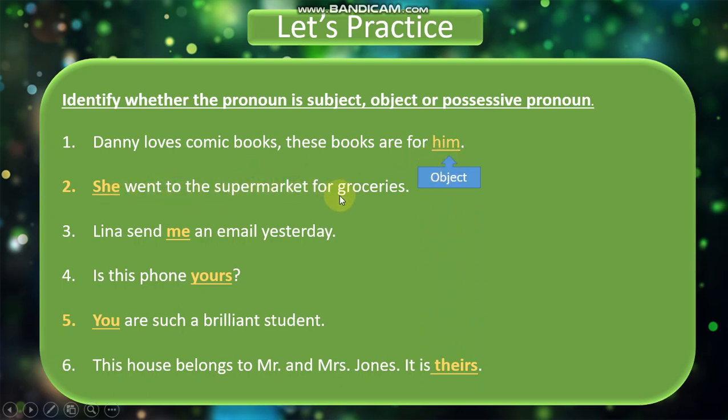She went to the supermarket for groceries. Now, where are we using she in the sentence? Is it in the subject part or the predicate part? It's in the subject part. So, she is a subject pronoun. Excellent. Lena sent me an email yesterday. Where am I using me? I'm using me in the predicate part. So, me is the object pronoun.